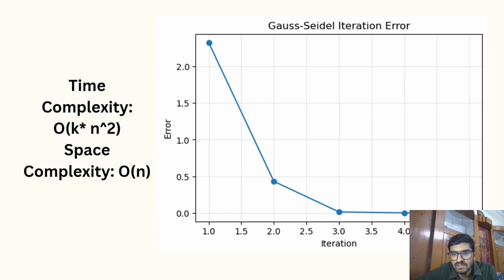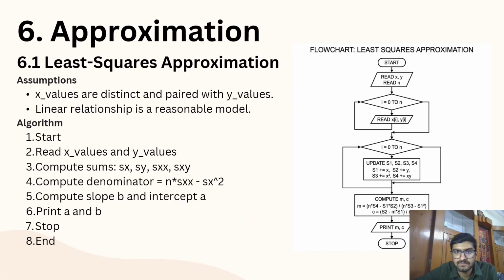Here it is taking three iterations, and after that the change in the error is not very significant. That means after three to four iterations, in less iterations, the answer is coming.